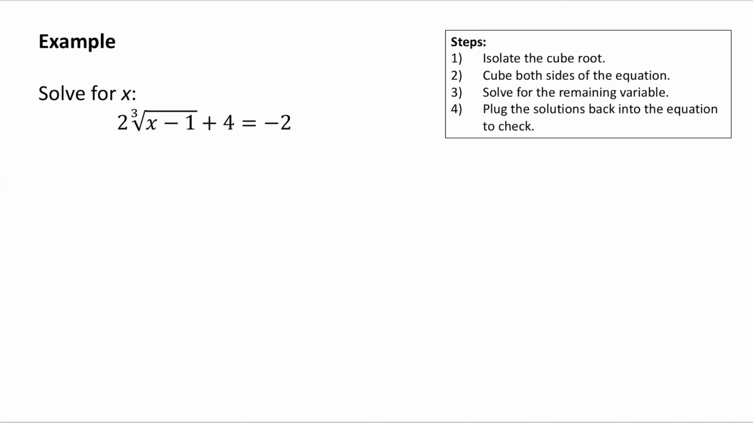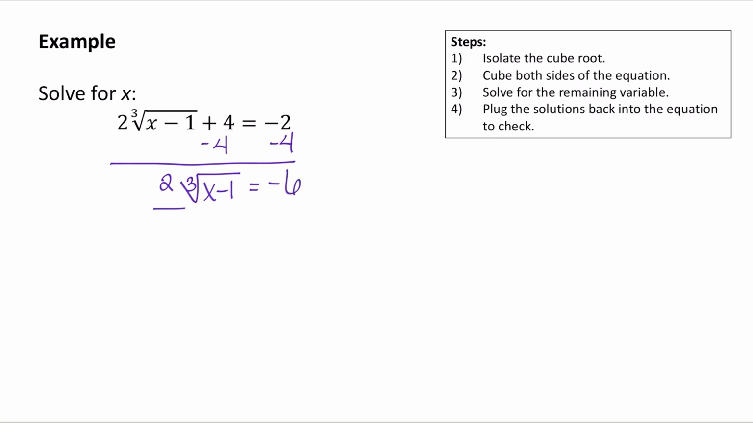Now let's try solving this problem for x. Notice that in this problem, the cube root is not isolated, so we're going to have to do some extra steps to get the cube root by itself. I'm going to start off by moving away this minus 4. When I do that, that leaves me with 2 times the cube root of x minus 1 equals negative 6.